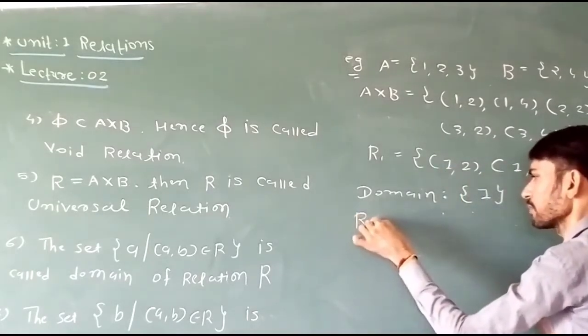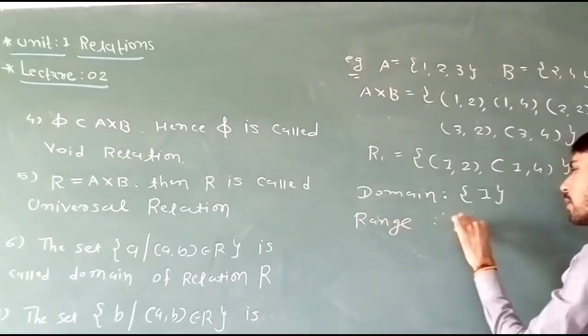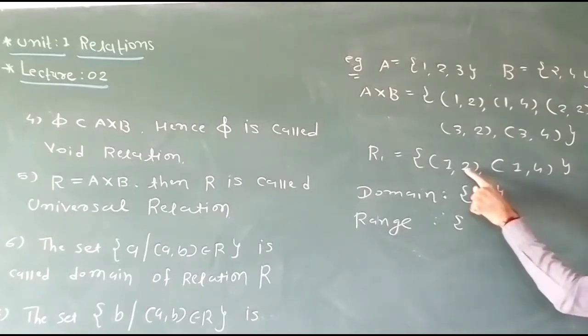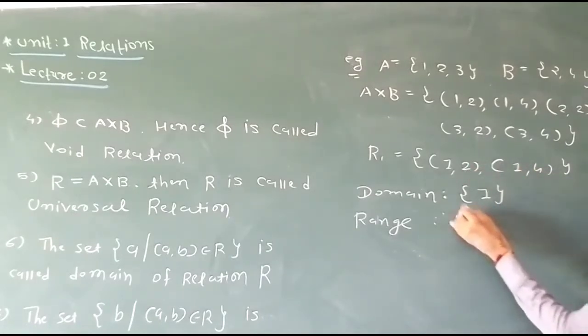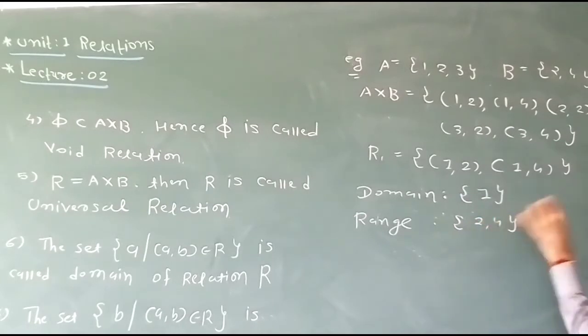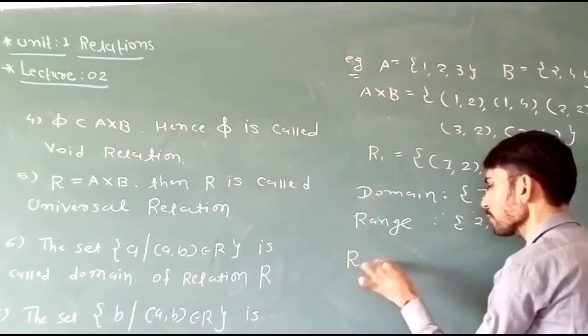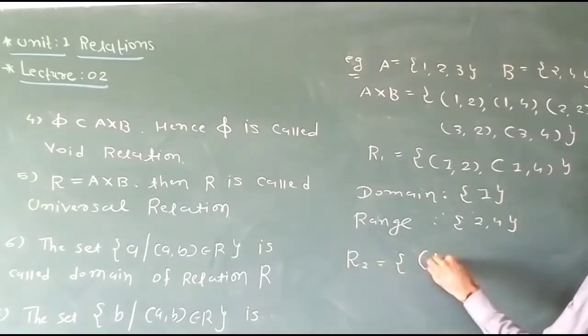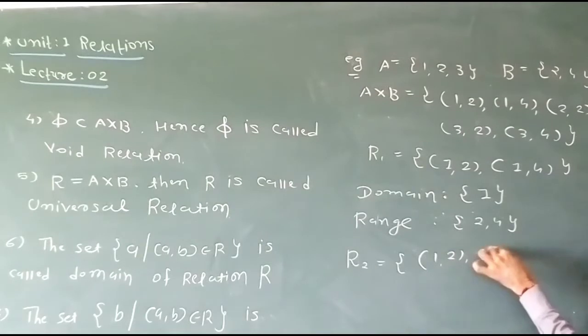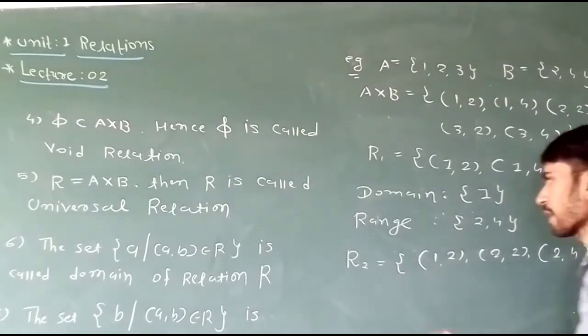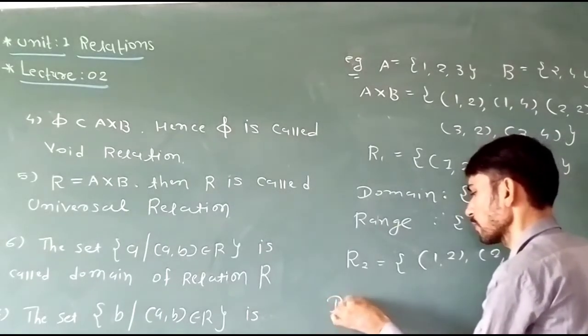Now we write the range. So which ones are our B elements in relation R1? Our B elements are 2 and 4. So the range of relation R1 is the set {2, 4}. Now we consider another relation R2. Now we write the ordered pairs (1, 2), (2, 2), (2, 4) and (3, 4). So write down the domain and range of this relation R2.